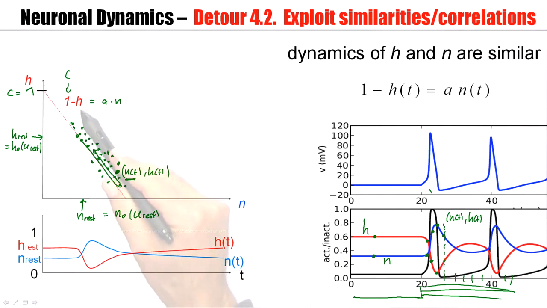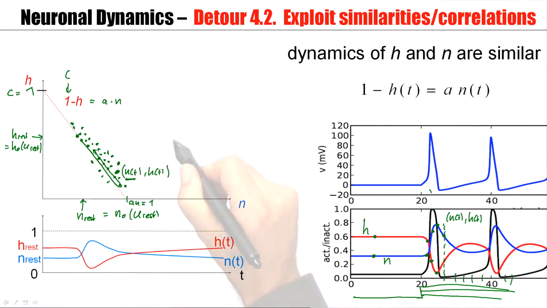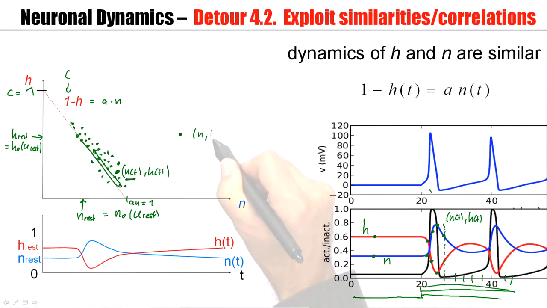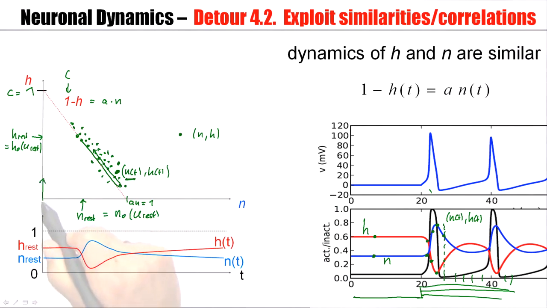So if h has a value of 0, then I'm at this point here, a times n equal to 1. Now any arbitrary data point, like this point down out here, can be described by the two coordinates n and h. This is the coordinate system that is sitting here at the origin, and this is the direction of the n variable, this is the direction of the h variable.